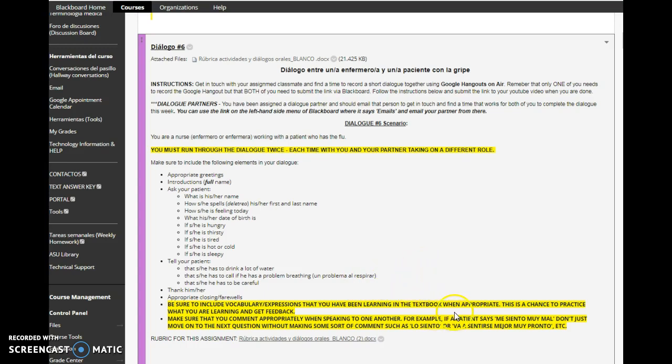And make sure, too, that you're including vocabulary and expressions you've been learning in the textbook when appropriate. Make sure that when you're speaking to one another, for example, the patient says, "me siento muy mal," you don't just move on to the next question without making some sort of comment like, "lo siento, va a sentirse mejor muy pronto." Acknowledge their statement. So that's diálogo 6.